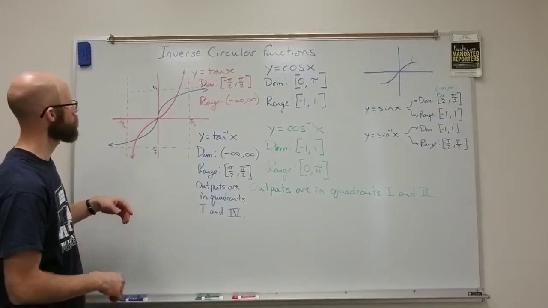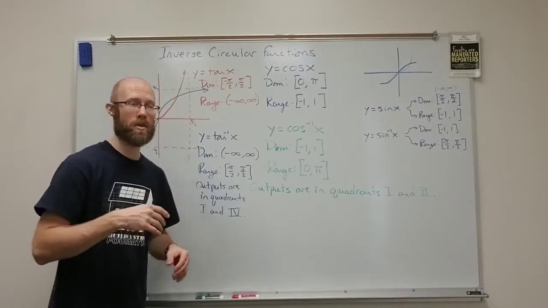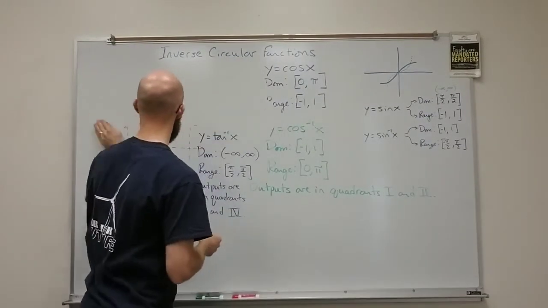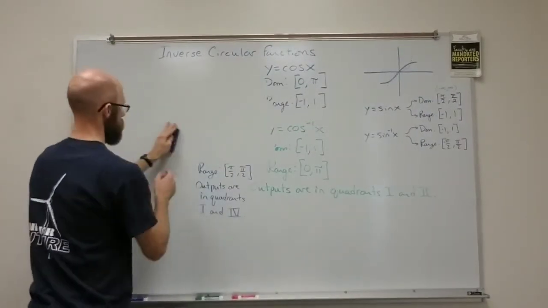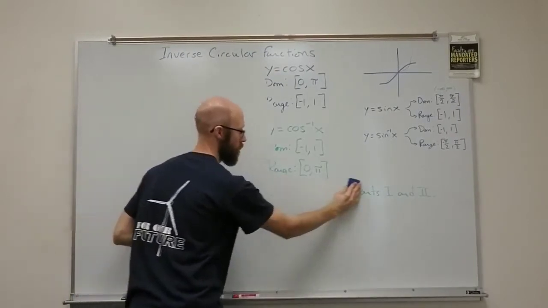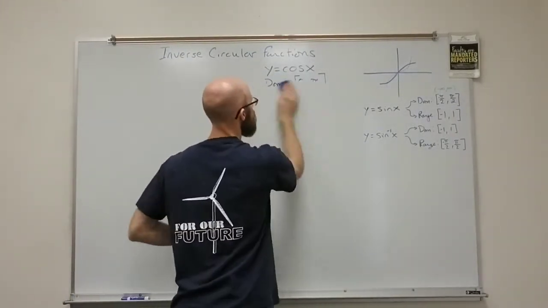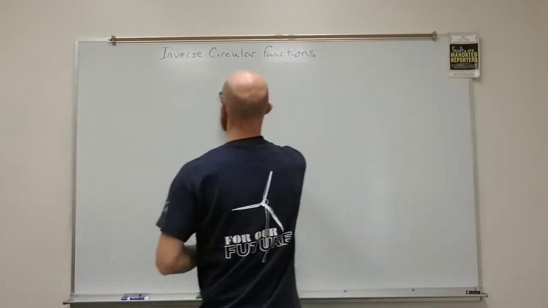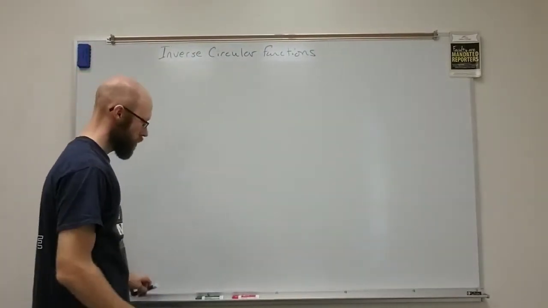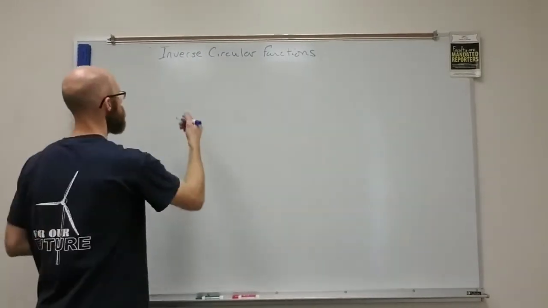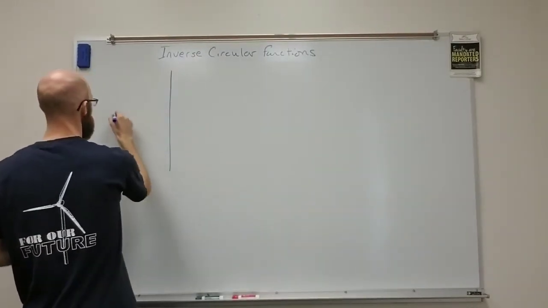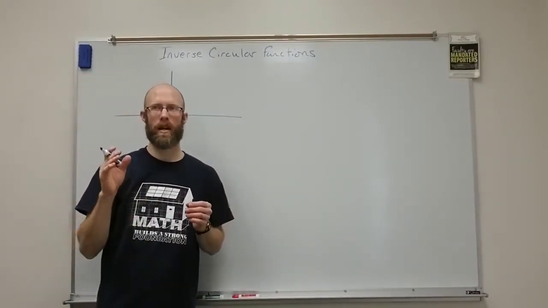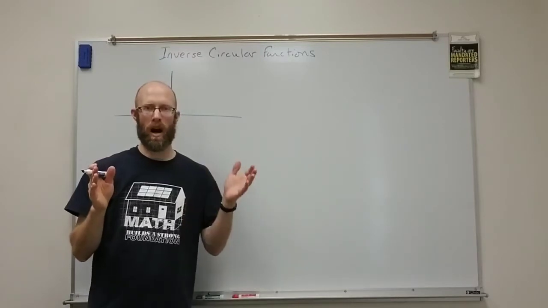Now let's go ahead and take a look at the inverse cotangent. We'll do the cotangent next. Let's get rid of some of this. So the inverse cotangent, well, the cotangent itself does have two vertical asymptotes, but they're at 0 and pi.